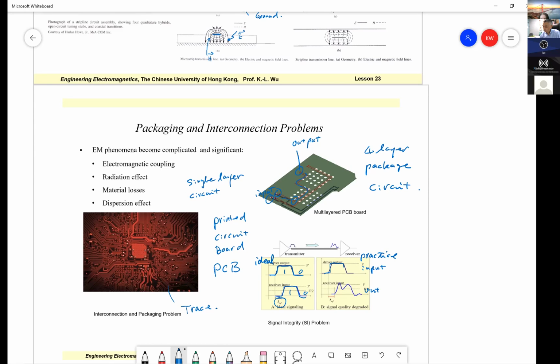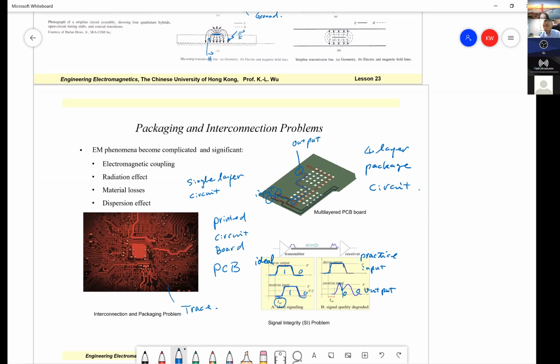This is the input, this is the output. Then you see the waveform completely changed. If you sample the pulse here, the signal level may be lower than your threshold value. You may treat it as 0. Suppose the signal you send is 1, 0, a digital signal, right? Now you receive 0, 0, so the signal is distorted, right?